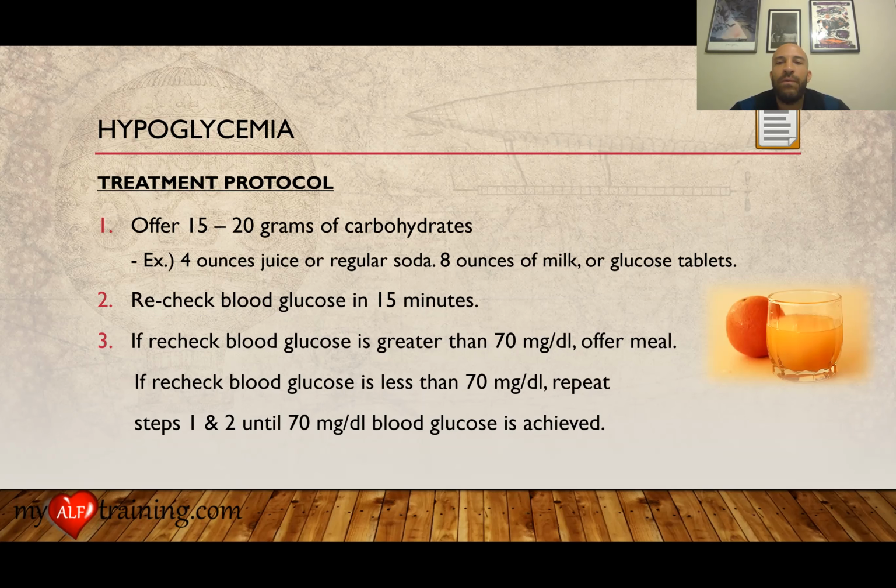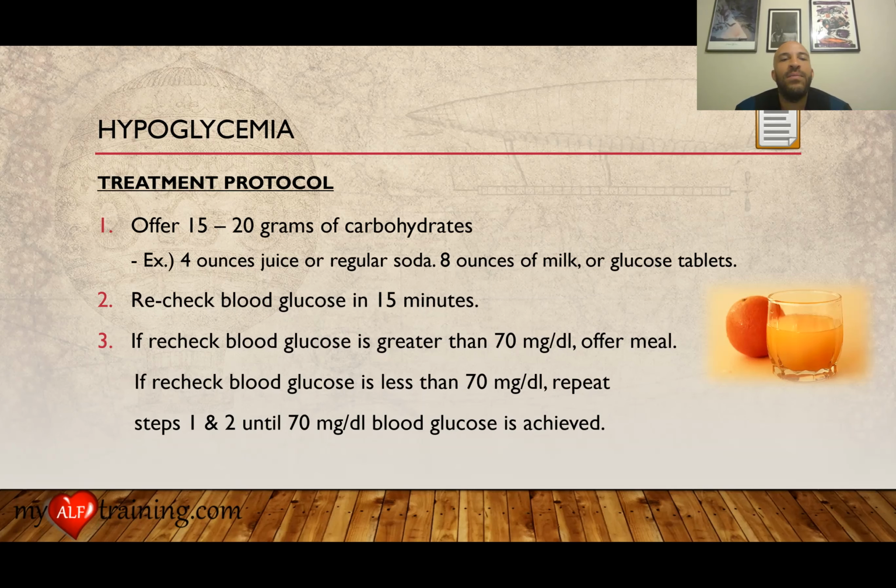So you give them their favorite drink, and of course their favorite drink is going to be something diet because they're a diabetic. So we want to make sure we give them regular soda, 4 ounces of juice, or 8 ounces of milk because you need to get that extra glucose, or glucose tablets. Now, depending on what type of glucose tablets they take, it will tell you how many. In my experience, it's either 2 or 3.